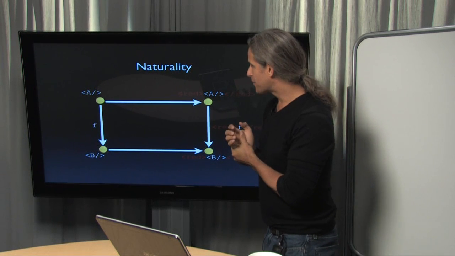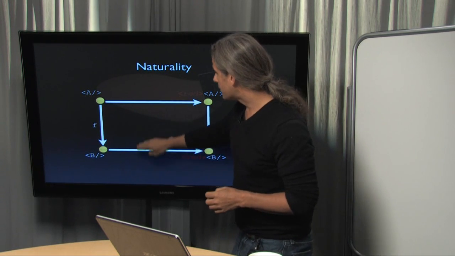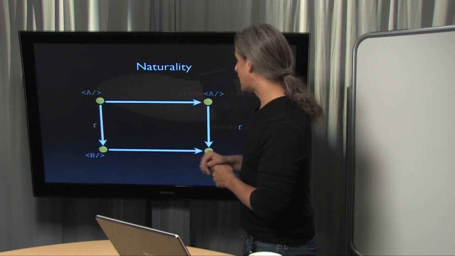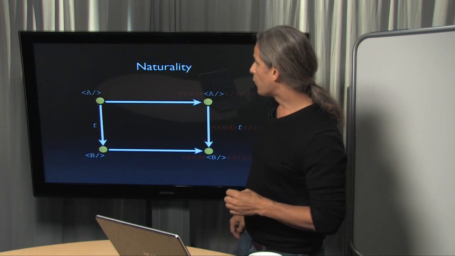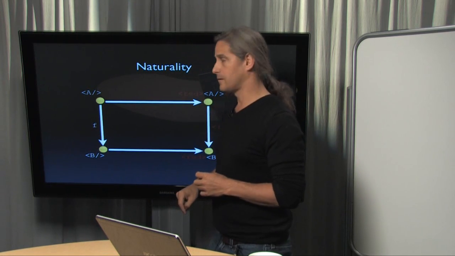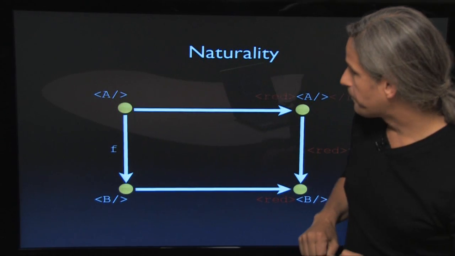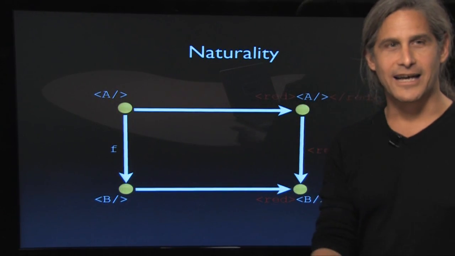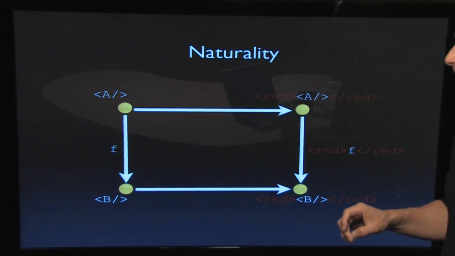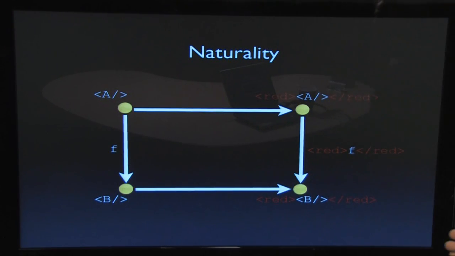So naturality is a very interesting idea. The idea is that we actually have a whole family of morphisms, functions, whatever you want to call them, arrows, which transform other functions. Okay, so let's think about how this will work. Suppose I've got some XML here, and I've got some XML here. And I've got some XML transform which takes an A to a B.